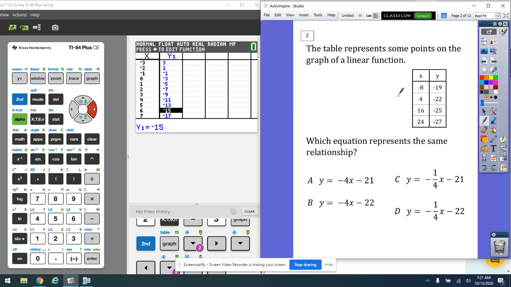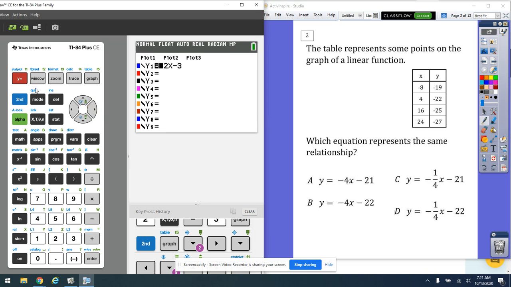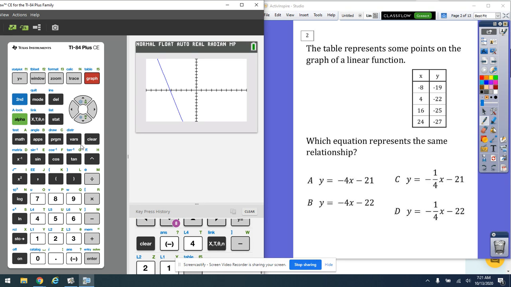Now I have another one. The same process, the same strategy, still works. Now you have a set of tables, so you have multiple points that you want to take a look at. The easiest way to do this is taking these points and setting them up. I'm going to do the first one, letter choice A, -4x -21. I'm going to graph it.